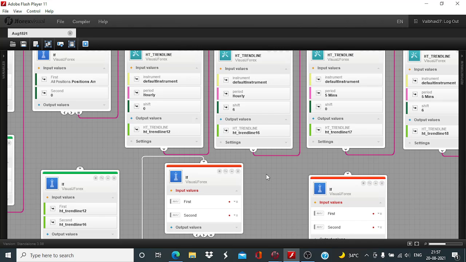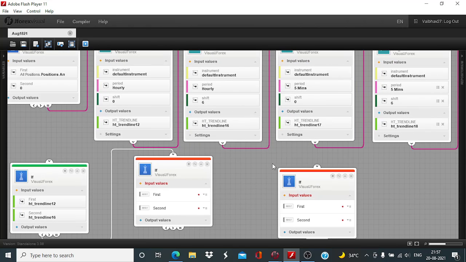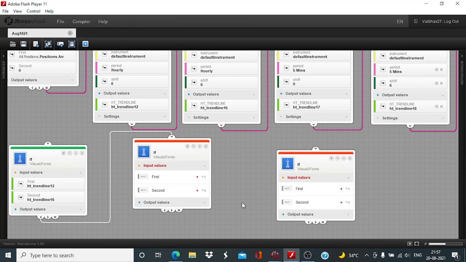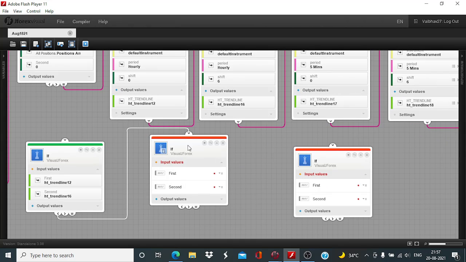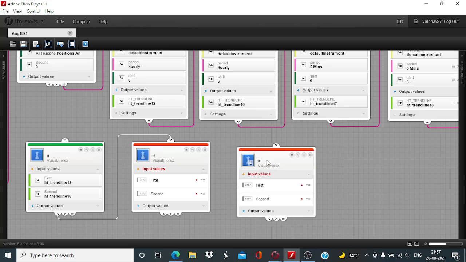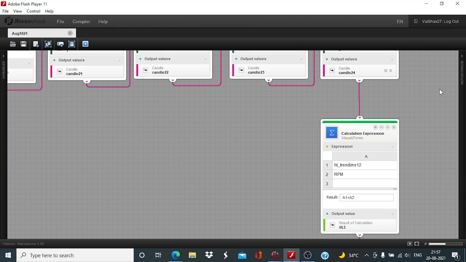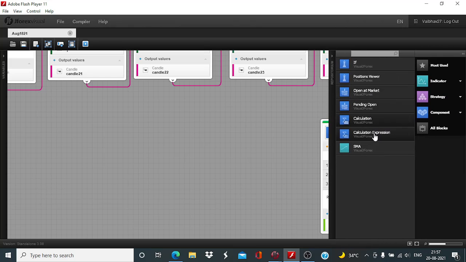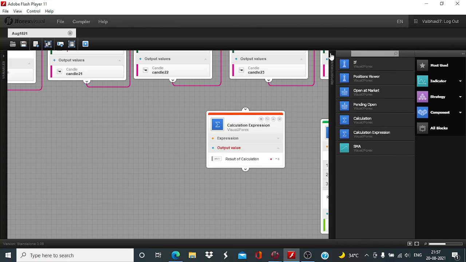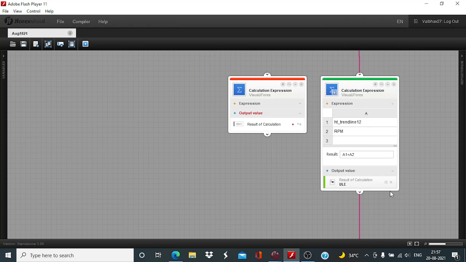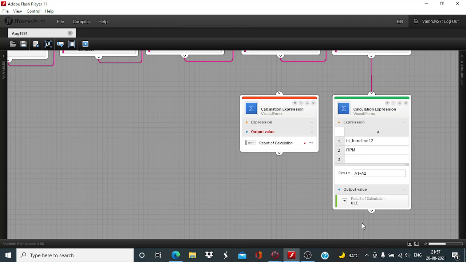After this, we will be looking at the last tick price, and it should be within the defined price band. For that, we have to carry out a new calculation to define that variable. So one calculation expression block will need to be added. I will disconnect it and join it here.